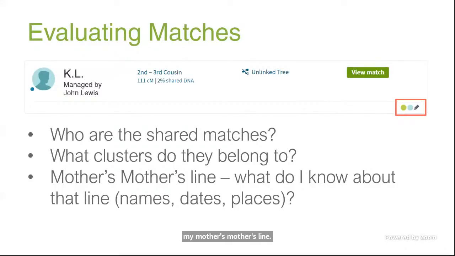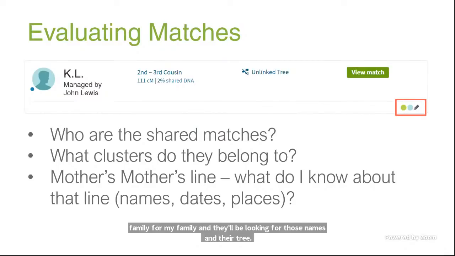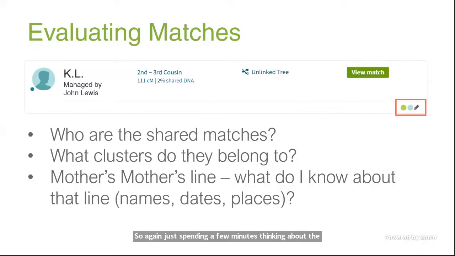Well, that's my southern line. That's from the southern United States. We get Tennessee, we get Georgia. So when I look for a common ancestor, that's the line, I'm going to focus on that family. For my family, I'm going to be looking for those names in their tree. So again, just spending a few minutes thinking about the match before you go looking for the common ancestor might give you a sense of what you're looking for.